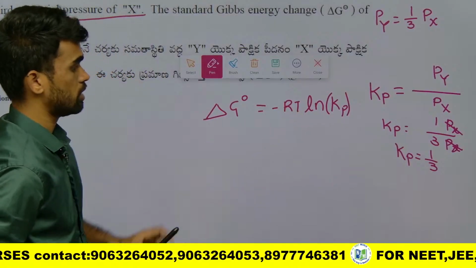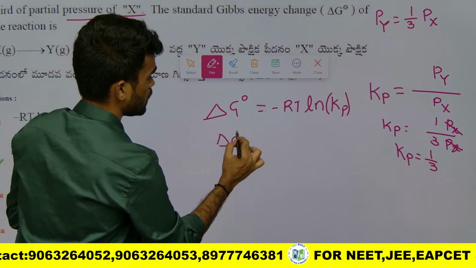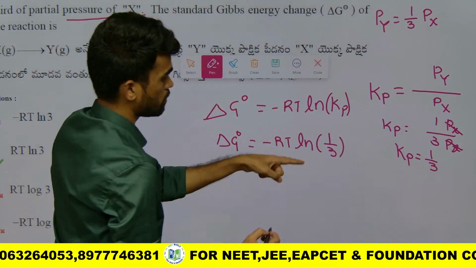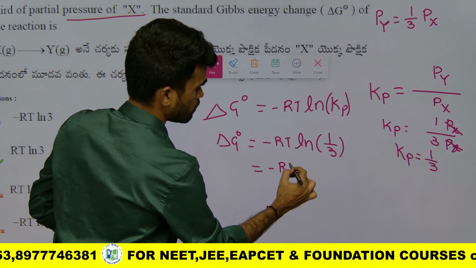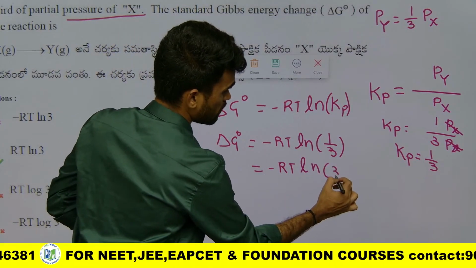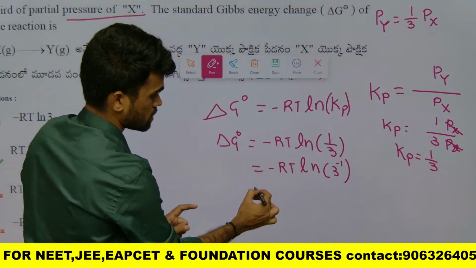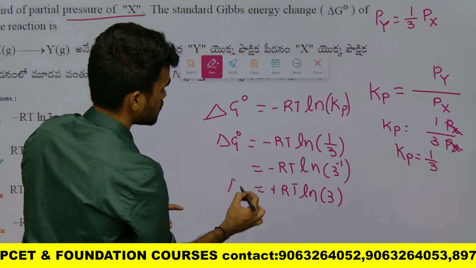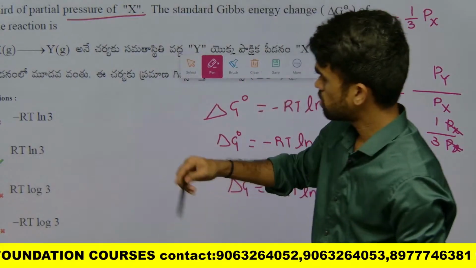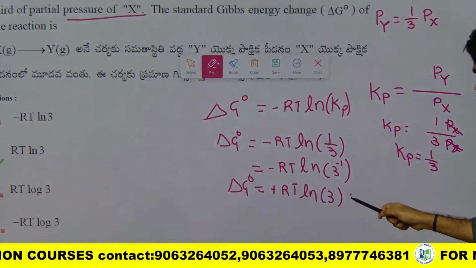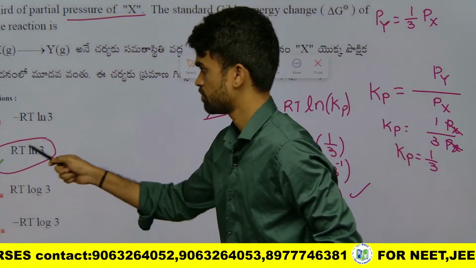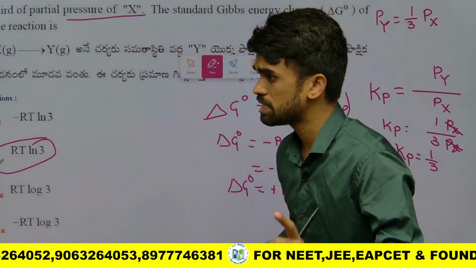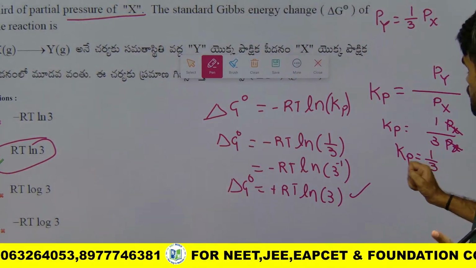Now substitute that value over here. So delta G naught will be equal to minus RT ln 1/3. Can I write this as minus RT ln 3 power minus 1? So minus 1 into minus gives plus RT ln 3. This is the answer that is given in the options. So delta G naught equals RT ln 3. This is your answer. Hope it is clear without any confusions, right? If it is clear, just click on the like button once again. Okay, let's move further.